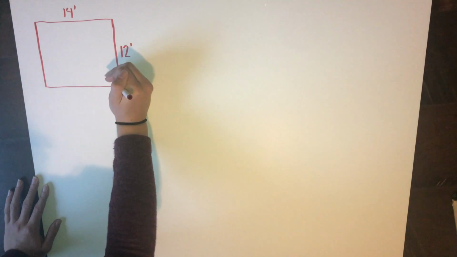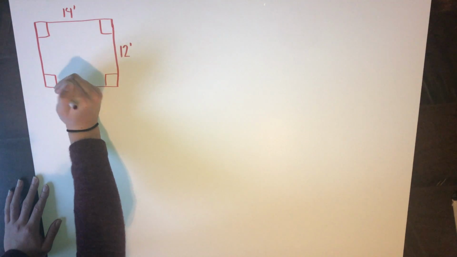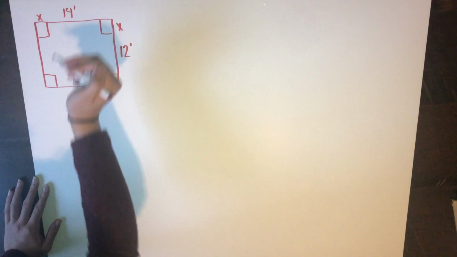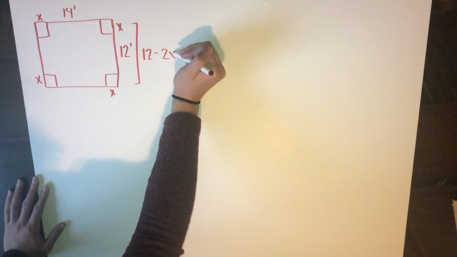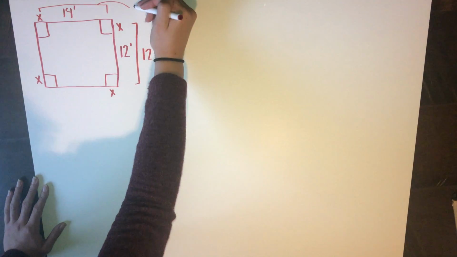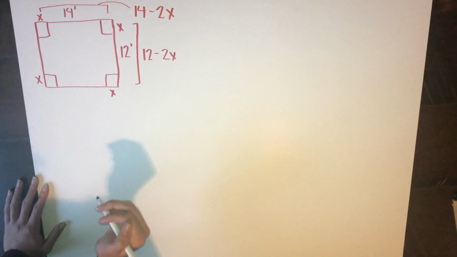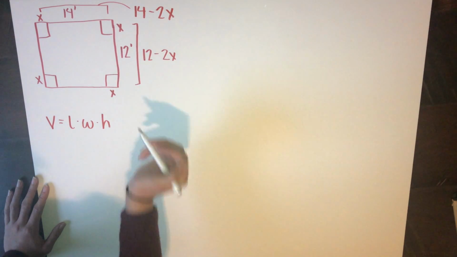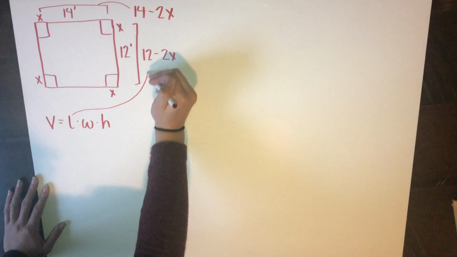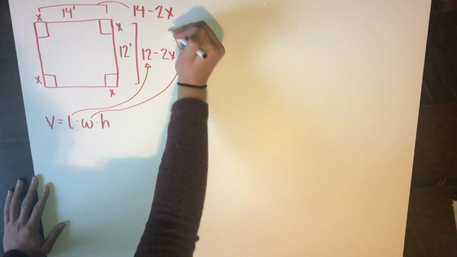Dimensions of 12 feet and 14 feet. Then we cut our corners, which would be the dimensions of x. The dimensions of each side would be 12 minus 2x and 14 minus 2x. Then we have our volume equation, length times width times height. Then we plug in each of the sides into this equation.